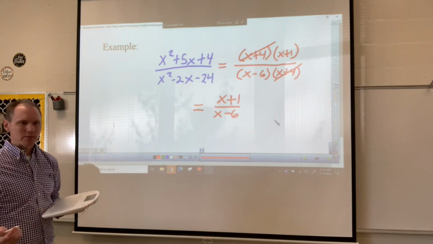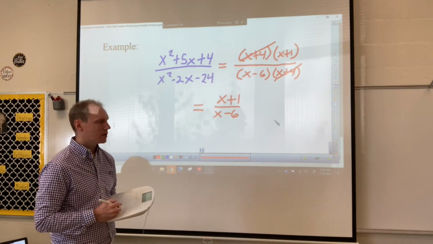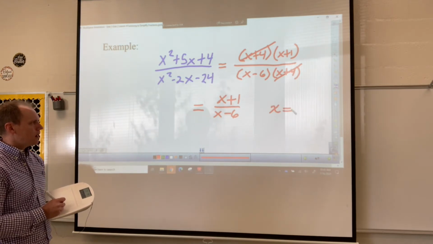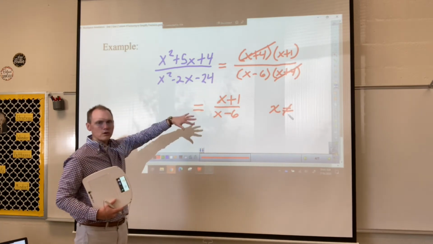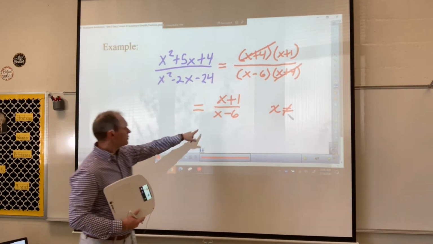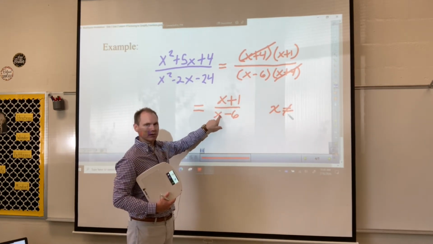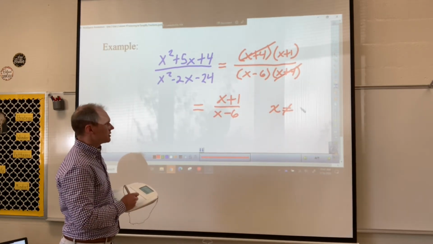So we cannot divide by 0 for a lot of various reasons, but we cannot divide by 0. So one thing sometimes we do at the very end here is we say that this is equal to this and is defined for all values except for what makes us divide by 0. So what value of x would make us divide by 0 here? 6, right? Because 6 minus 6 is 0. And so 6 would make us divide by 0.